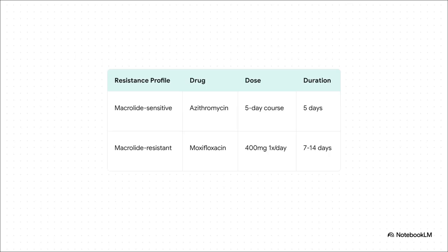Now, Mycoplasma genitalium. This one is a tricky customer. Treatment here is all about resistance-guided therapy. If you know the strain is macrolide sensitive, azithromycin works well. But if it's resistant, which is increasingly common, you have to pivot immediately to a second-line agent like moxifloxacin. There's no room for guesswork here.